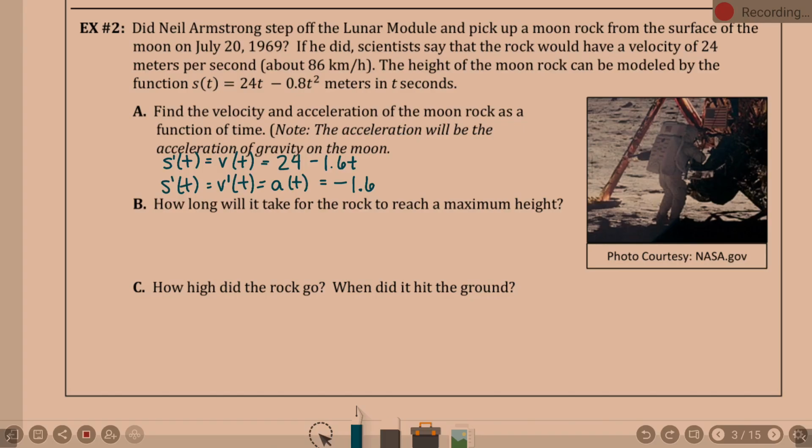Now, notice in the comments it said the acceleration will be the acceleration of gravity on the moon. So that negative 1.6 is the acceleration of gravity on the moon, and that would have a label of meters per second squared. That's your typical label for acceleration. Velocity is meters per second, acceleration is meters per second squared. On Earth, it's 9.81 when we're working in meters.